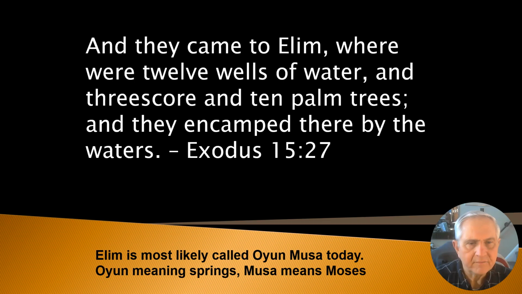And in Exodus 15, verse 27, it says, "And they came to Elim, where were 12 wells of water and 70 palm trees, and they encamped there by the waters." So that means 70 palm trees and 12 wells. And I think most likely this is referring to Uyun Musa today, Uyun meaning springs, and Musa referring to Moses. The springs or wells of Moses.